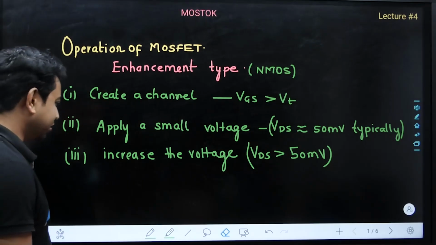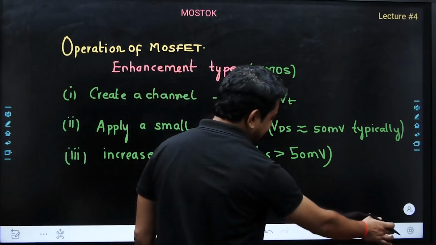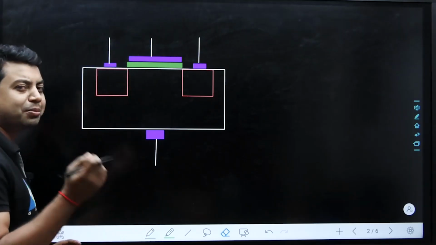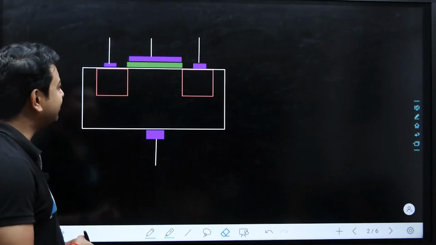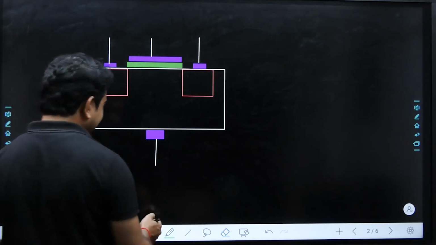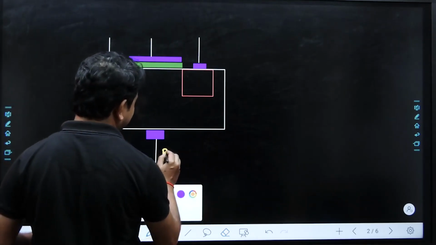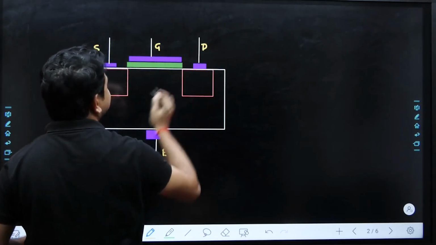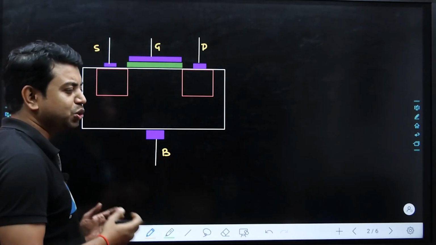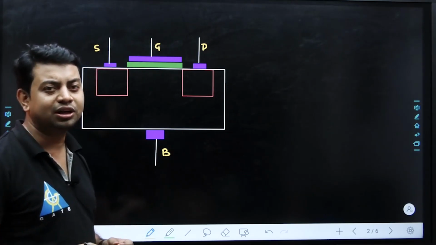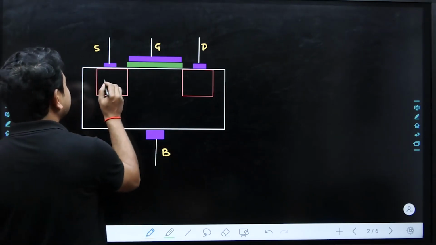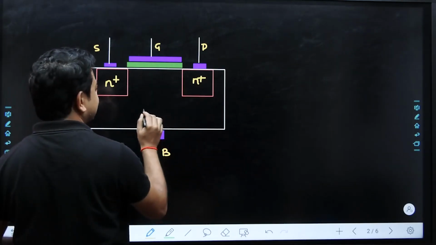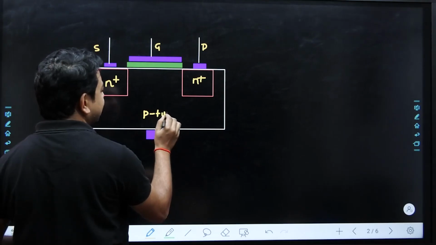So we are going to start this particular analysis from this diagram. I think you are aware of this diagram. This is the diagram of a MOSFET, and we have four terminals here. The first one is the body terminal. Then we have the source terminal, gate terminal, and the drain terminal. Here the gate terminal is the controlling terminal, which controls the conductivity of the path between source and drain. This is an N plus region, this is an N plus region, and this is a P-type substrate.